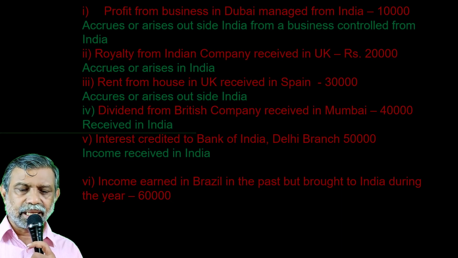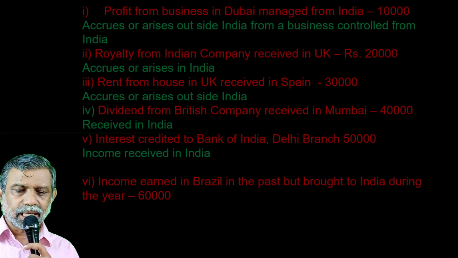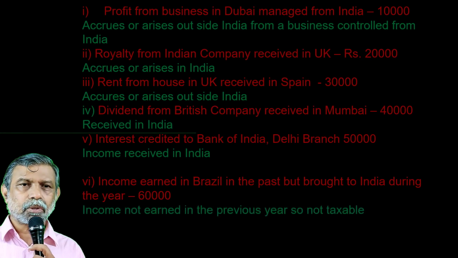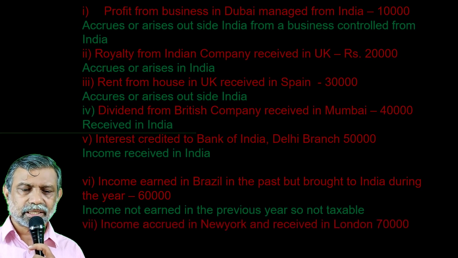Income earned in Brazil in the past brought to India during the year, 60,000. What about this? This income accrues or arises outside India, but not in the previous year. We saw the condition that the income must be earned in the previous year. This is not of the previous year. It is brought to India as a subsequent receipt, so it cannot be considered as income received in India. So this cannot be taxed this year. Income not earned in the previous year, so not taxable. In all 3 cases, we will not tax this item.